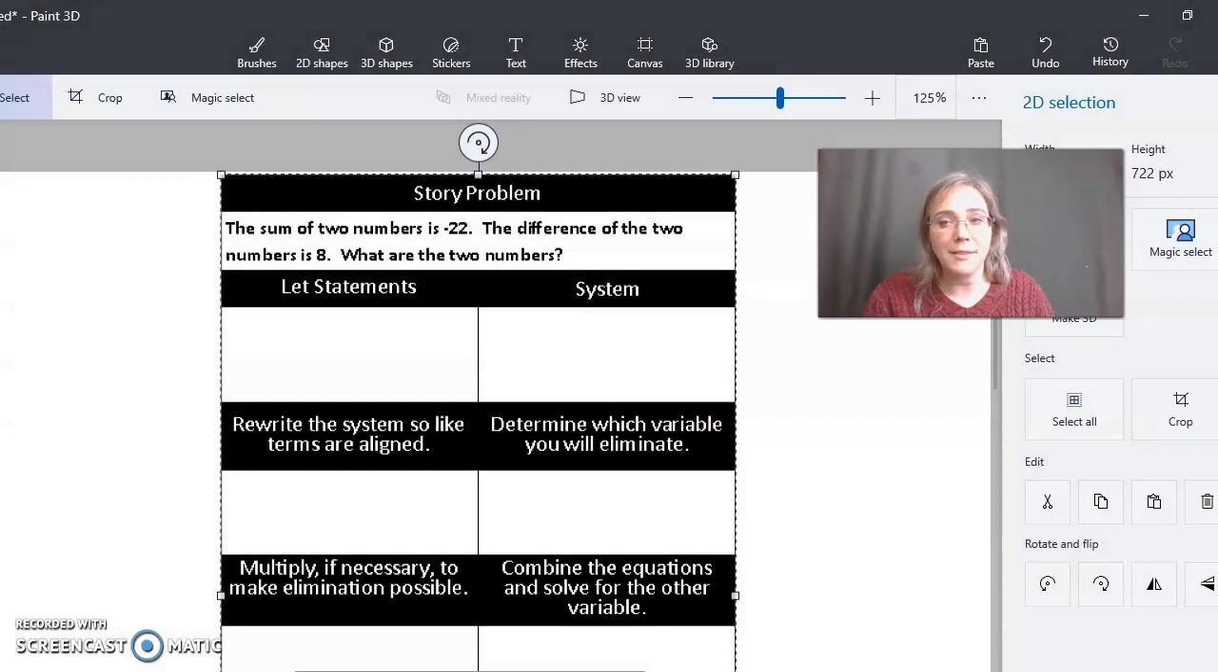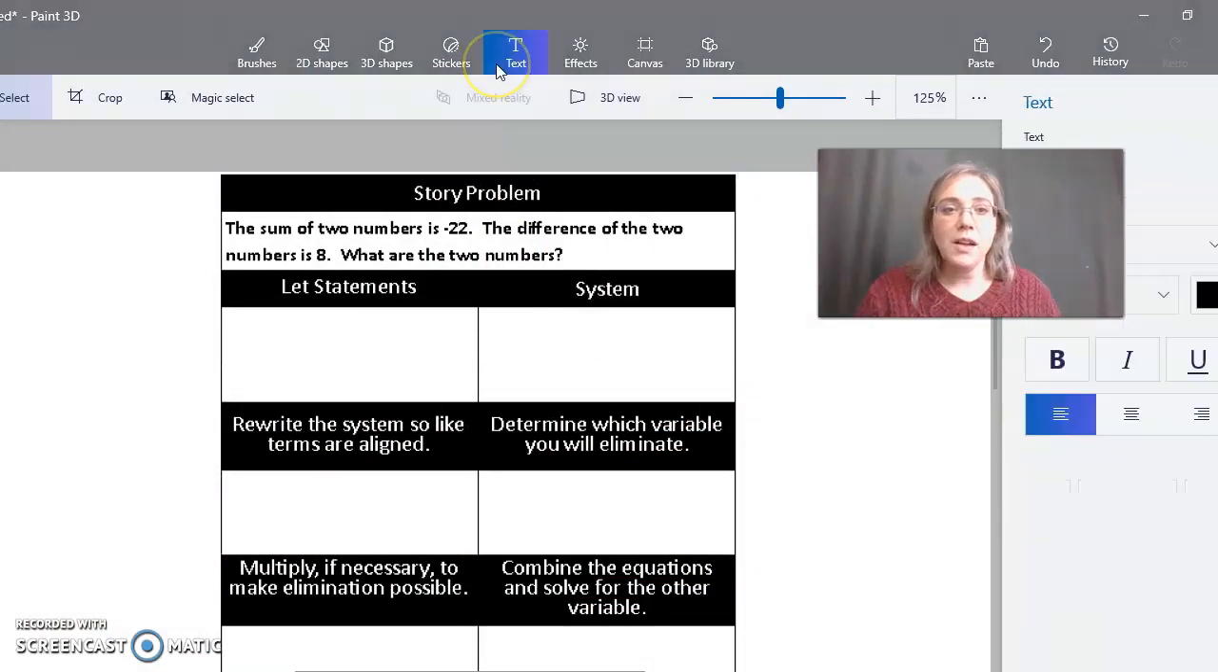So I'm going to shrink my face, which I'm sure you'll mind. And here's our first story problem. This is the first problem in the packet. The sum of two numbers is -22. The difference of the two numbers is 8. What are the two numbers?